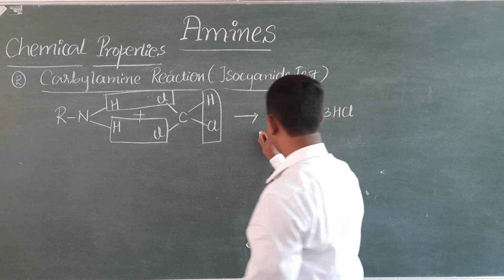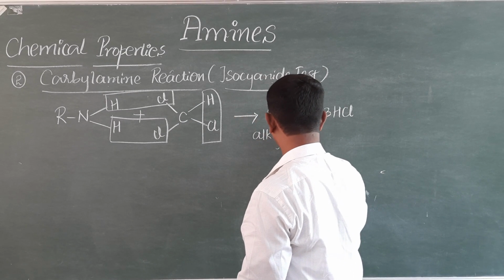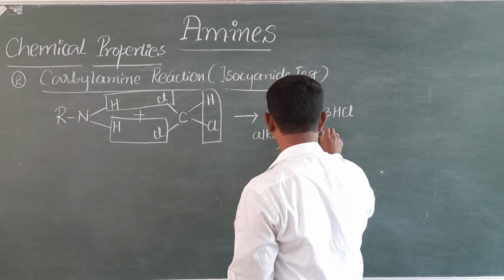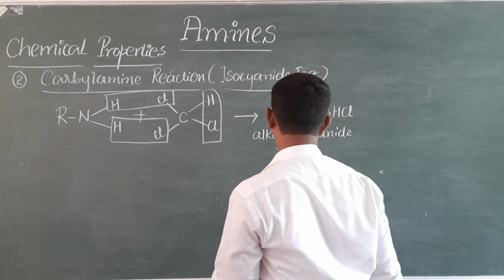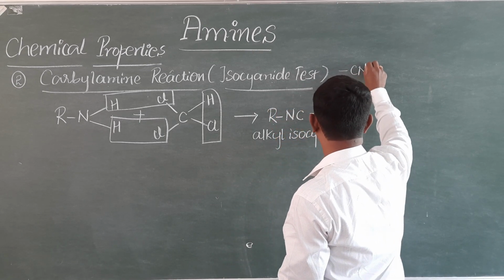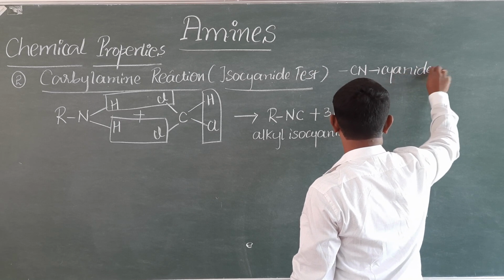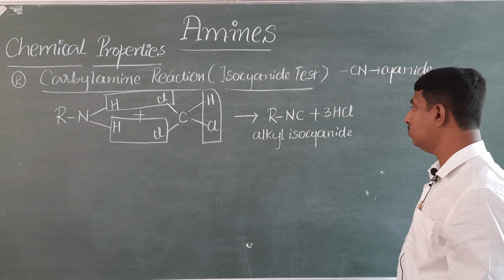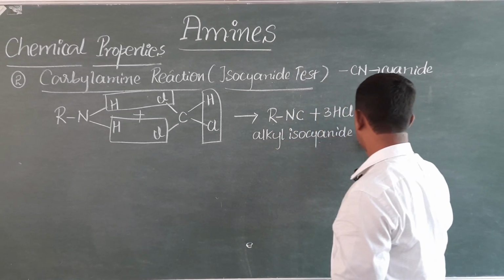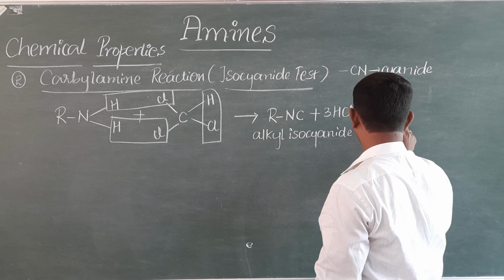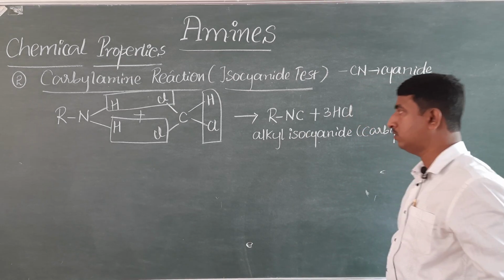R means alkyl. NC means isocyanide, while CN means cyanide. This is NC, isocyanide. RNC, alkyl isocyanide, is also named carbylamine.